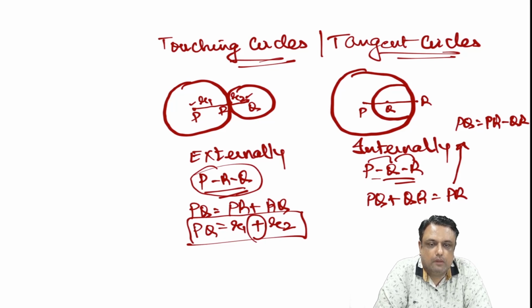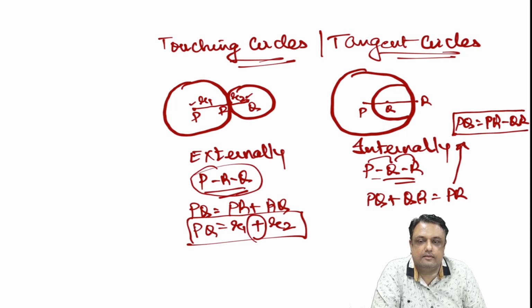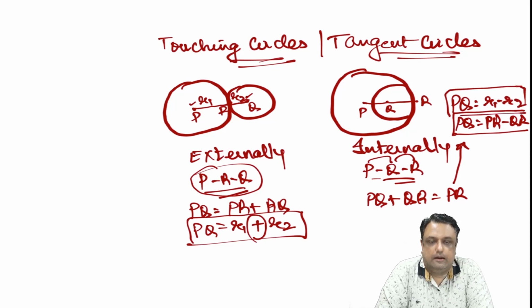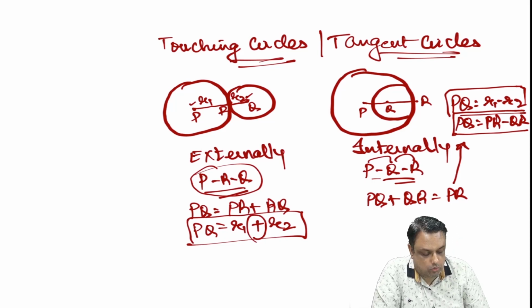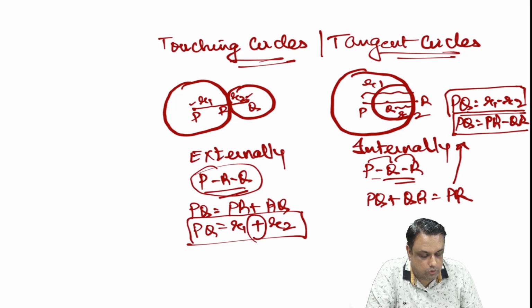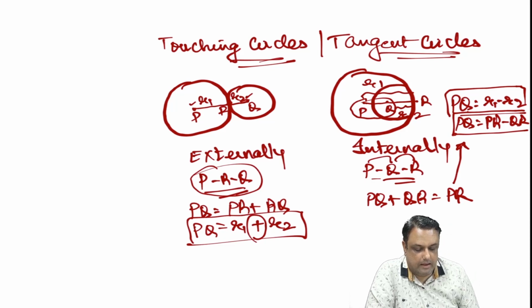PR minus QR. So what is PQ now? PR minus QR. That means the distance between the centers is R1 minus R2, the difference of their radii, where R1 is always the radius of the bigger circle. Here PR is R1 and QR is R2. R1 is the radius of the bigger circle, R2 the radius of the smaller circle. You have to find the distance between the centers PQ. So PQ will be R1 minus R2.